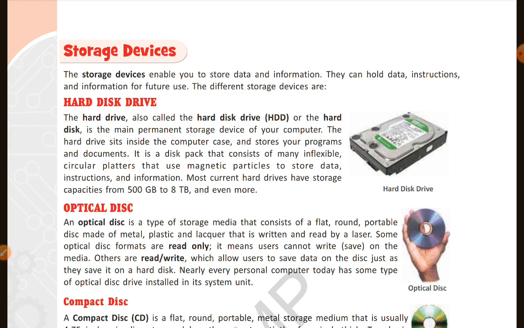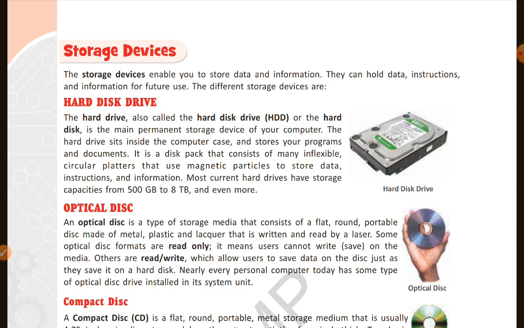A hard drive, also called a hard disk drive or HDD or a hard disk, is the main permanent storage device of a computer. There are two types of storage, permanent and temporary, and the HDD or hard disk is the main permanent storage of a computer. The hard disk sits inside the computer case, inside the CPU, and stores your programs and documents.